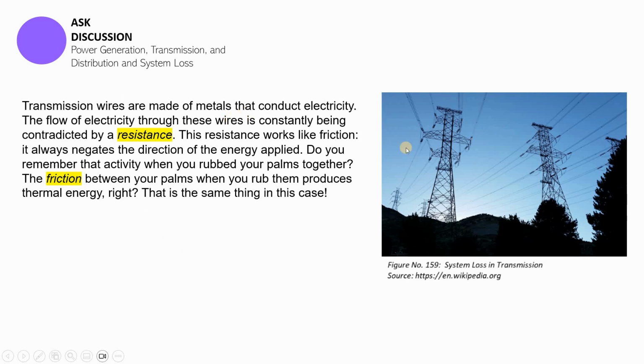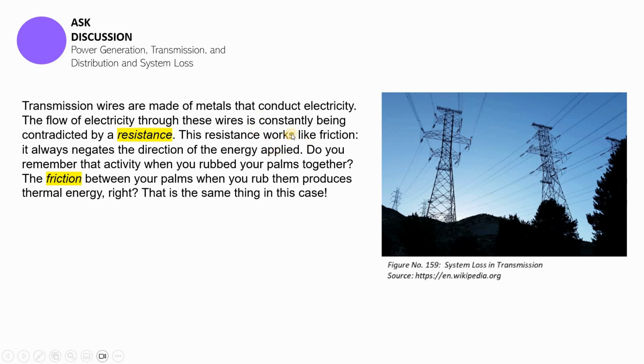Transmission wires are made of metals, itong mga kableng to. And those metals conduct electricity. The flow of electricity through these wires is constantly being contradicted by a certain amount of resistance, or parang pagpigil. Remember, di ba, merong resistance, merong electrical voltage or flow of electricity, di ba? May ganun tayong pinag-aaralan when we were still talking about electrical energy in grade 8.